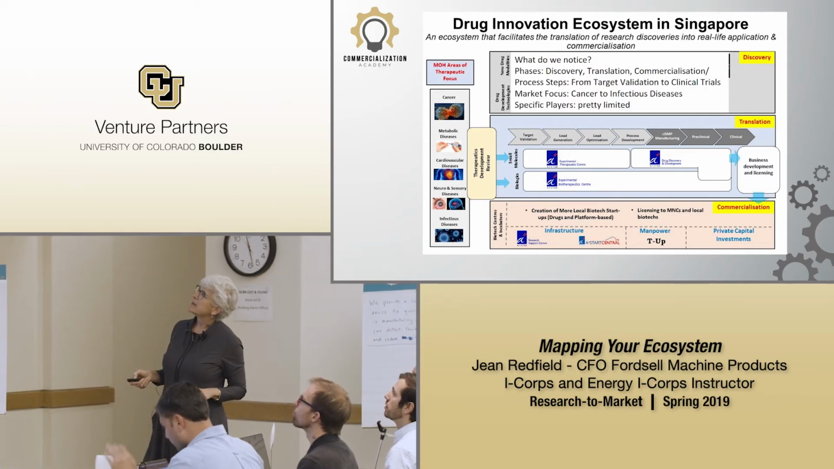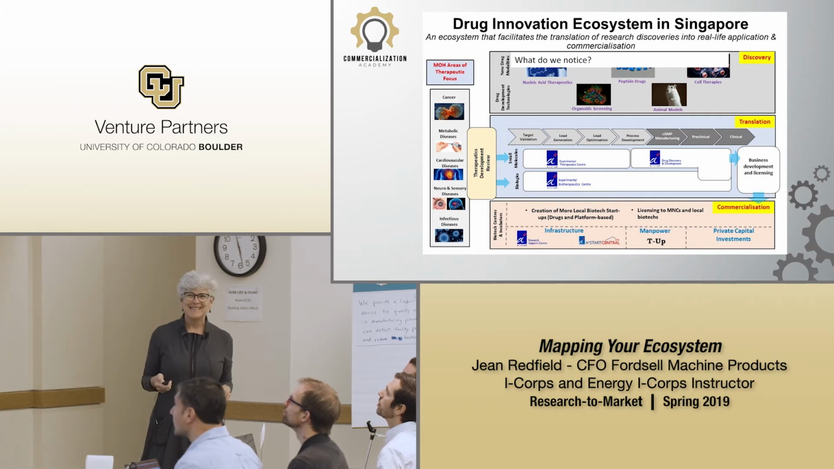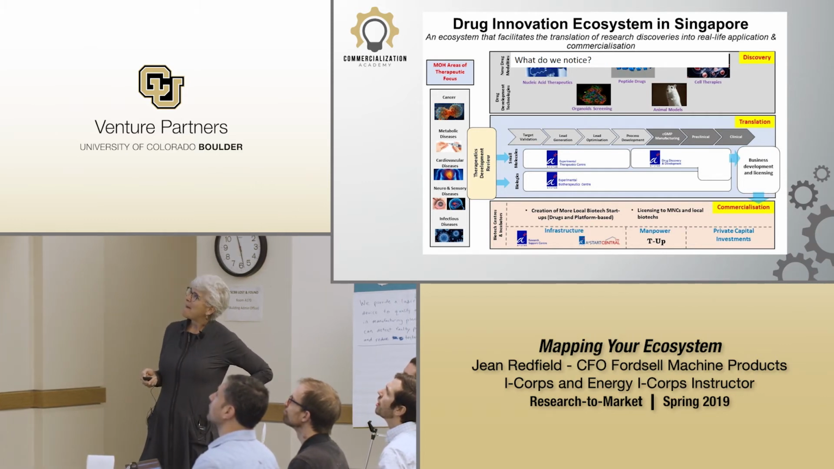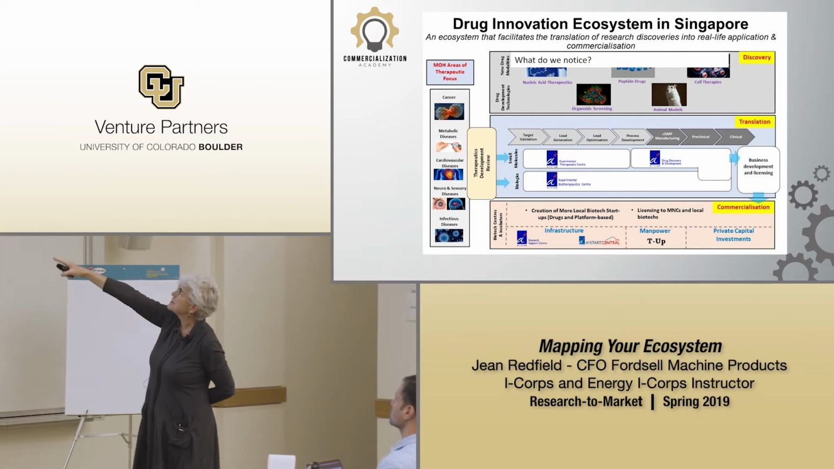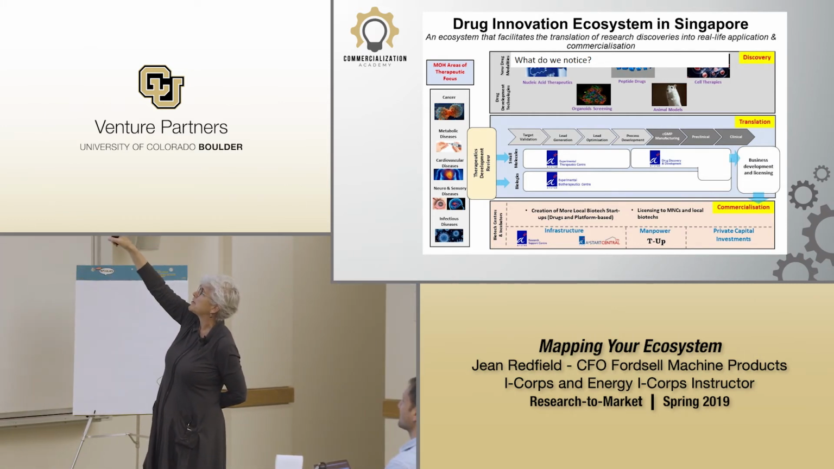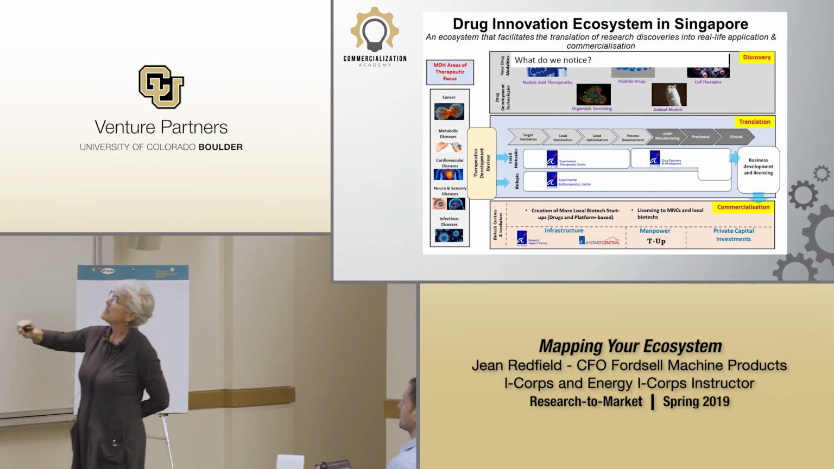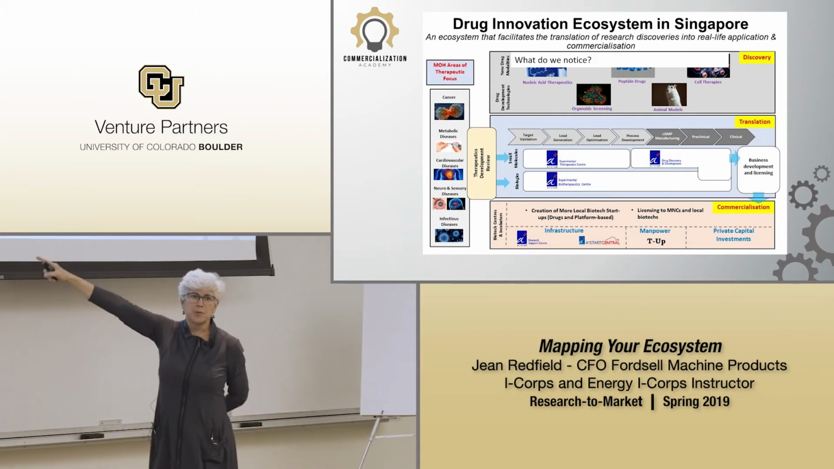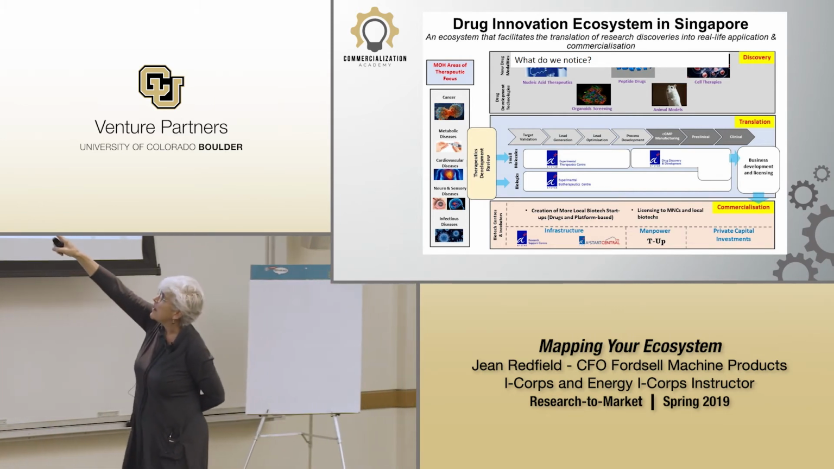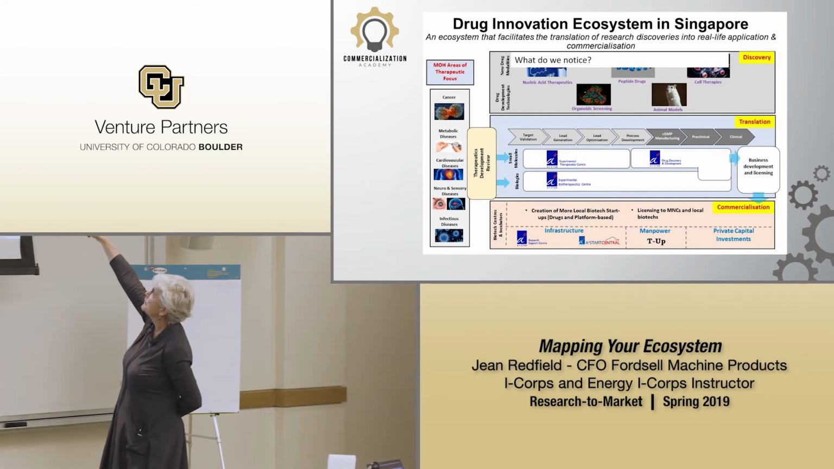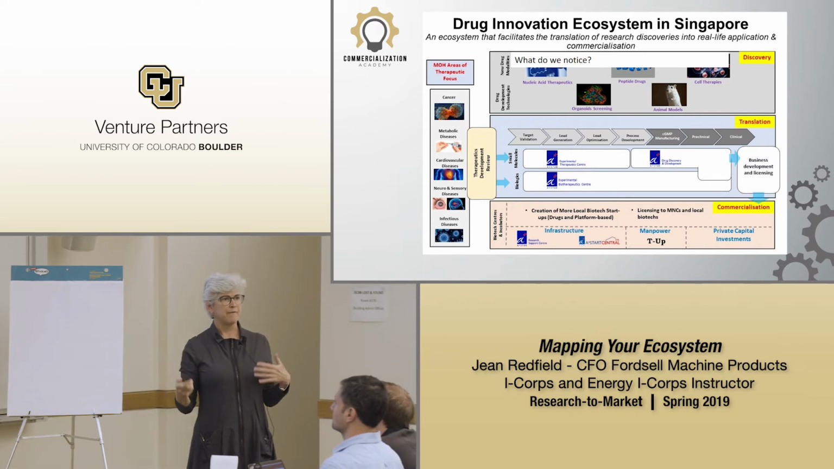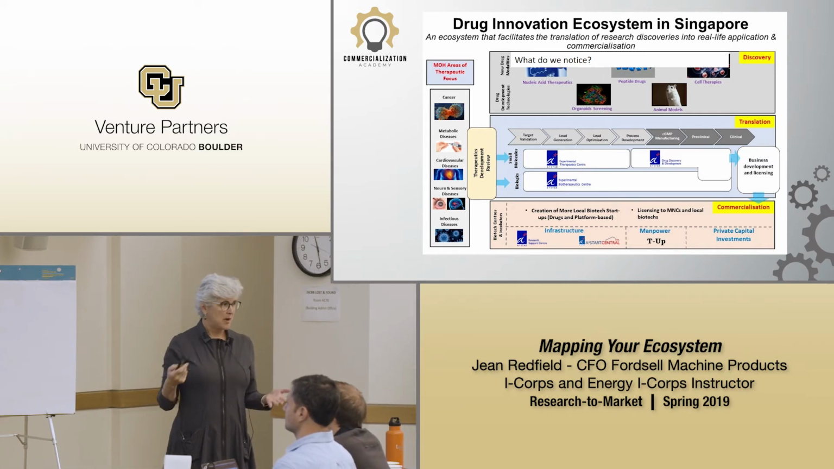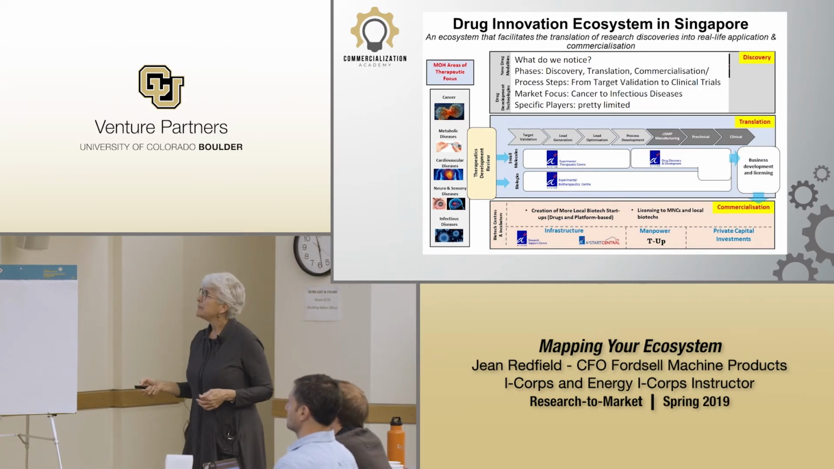Oops, I just gave you the answer, sorry. What do we notice about this one? Yeah, so they talk about the different phases of drug commercialization, from discovery to translation to commercialization. They talk about different areas of therapeutic focus. They talk about the therapeutic development review. So they have several different dimensions going on at once in terms of how the flow of information and money work.